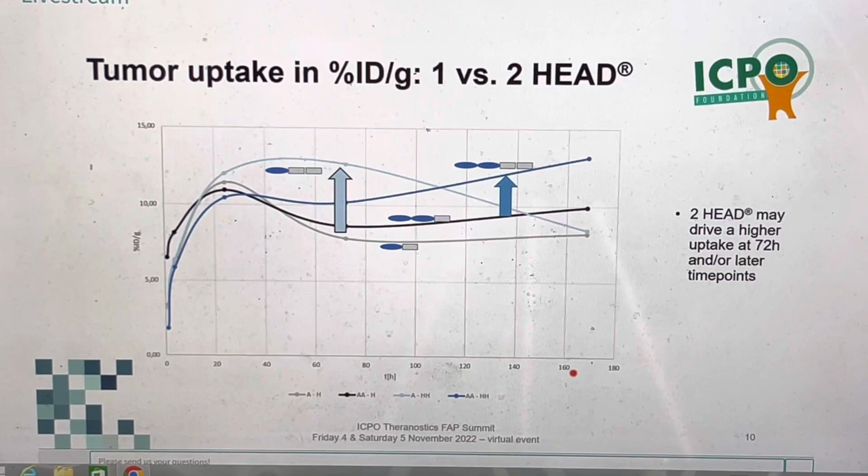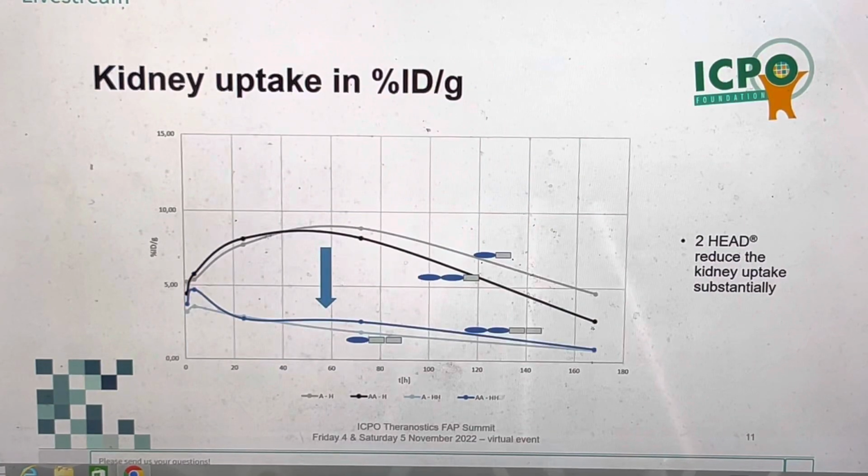And mind you, this is a time point where the activity circulating in the blood or in all the other organs is already very low. So I would say that is quite remarkable. Of course, we also looked at other organs. Liver, I would skip. It's nothing to report. You see uptakes of around 3 or 4% and declining over time.